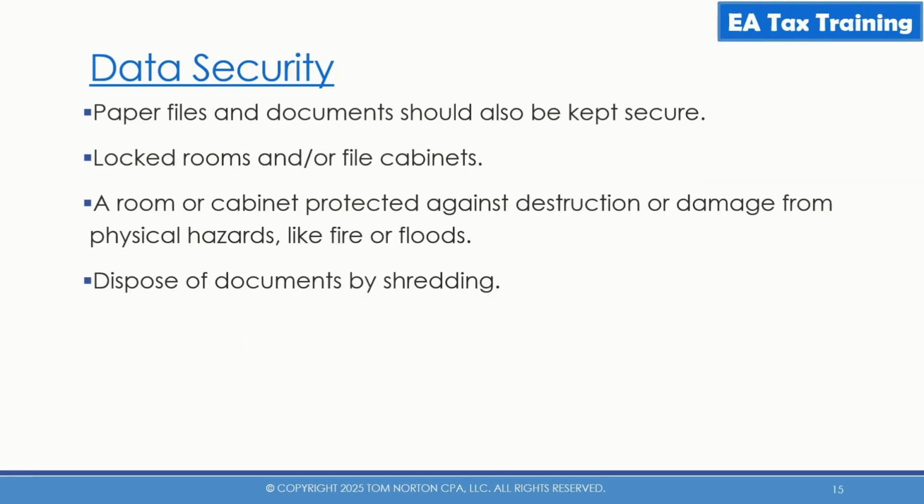If you have paper files and documents, those also need to be kept secure. So you want to keep those locked up. You want to have a room or a cabinet that's protected against things like fire and flood, etc. And then once it's time to dispose of the documents, do so by shredding them. Get a good cross-cut shredder, or if you've got a lot of documents, you might want to hire a service. You can have a locked box that you put documents into. Then the company comes by on occasion, picks those up, and then they shred them. But you want to have some system in place for managing those paper documents.